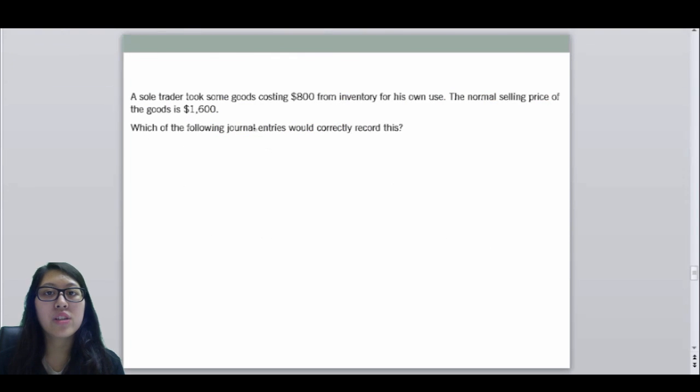Let's look at the next question. Journal entry. So we have to make a journal entry. A sole trader took some goods costing $800 from inventory for his own use. The normal selling price is $1,600. So note that there is a difference between the cost and the selling price.